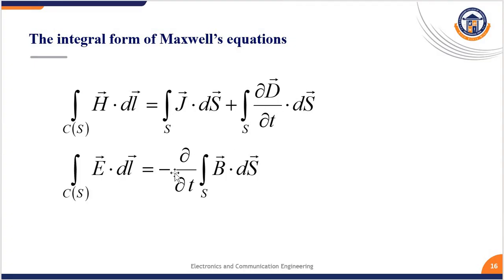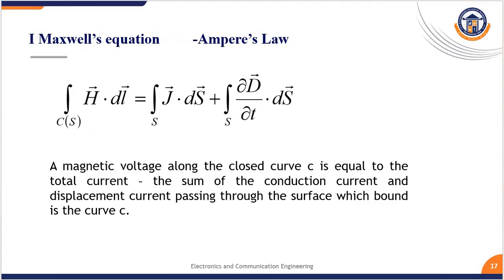Similarly for the electric field, the integral of E vector dot dl equals dou by dou t of the surface integral of B vector dot dS vector. First Maxwell equation, Ampere's law. So the contour integral of H vector dot dl vector equals the surface integral of J vector dot dS vector plus the surface integral of dou D by dou t dot dS vector. The magnetic voltage along the closed curve C is equal to the total current, the sum of conduction current and displacement current passing through the surface which is bounded by the curve C.